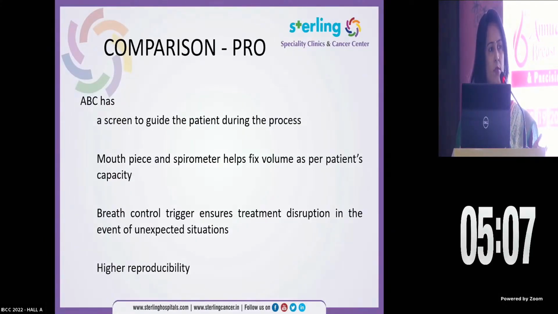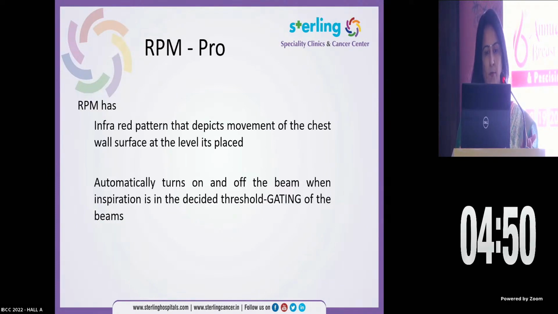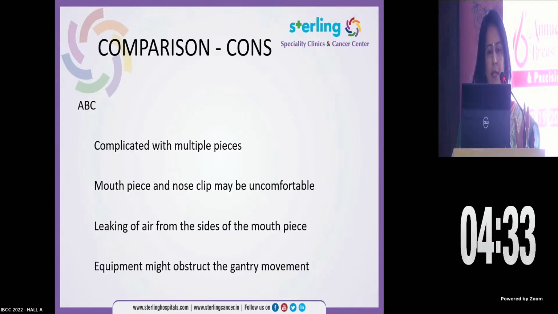If you see the pros and cons of both, in the Elekta system there is a mouthpiece and a spirometer, so we can fix the volume as per the patient's capacity, based on the counseling we have done before. There's a breath control trigger which will interrupt treatment in the event of unexpected situations, and we have seen higher reproducibility in the Elekta system. Whereas the Varian RPM is a much simpler one, because infrared rays depict the movement of the chest wall by localizing that box. And there's a mechanism where the beam is automatically switched on and off if the threshold is not being met. So it is like gating of the beams.